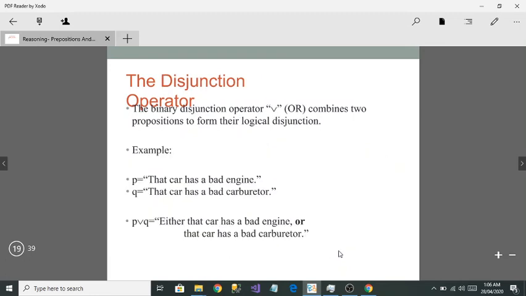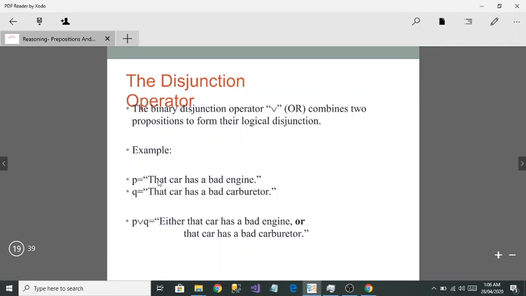The next is the disjunction operator. You write it like this, and we call it or. What it does is combine two propositions, but its meaning is that if one is true and the second is false, then it is true. That means or means one should be true. If both are false, then it's going to be false. But if one is true, then it's going to be true.